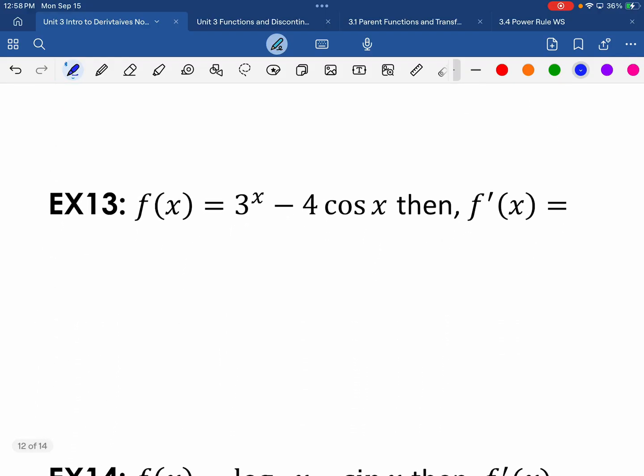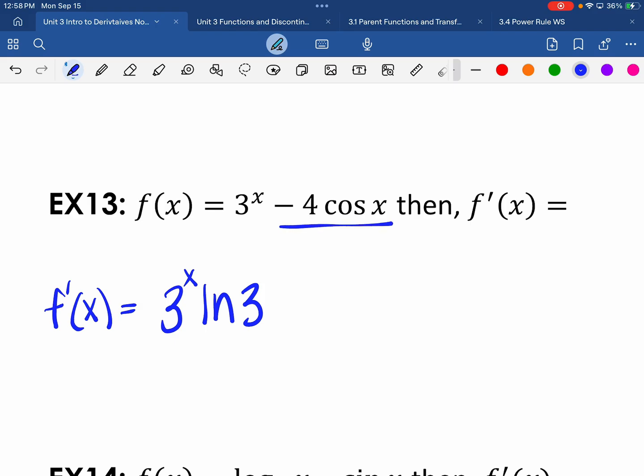Okay, 13, what's the derivative of 3 to the x? 3 to the x times ln of 3. Because the base is not e, we have to account for that. You'll first write the exact same thing, account for the base not being e, and then the derivative of negative 4 cosine x is plus 4 sine x.